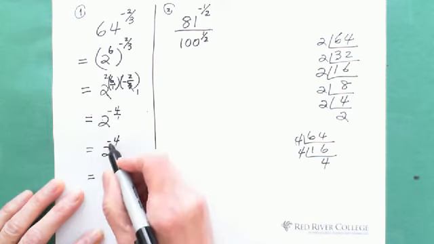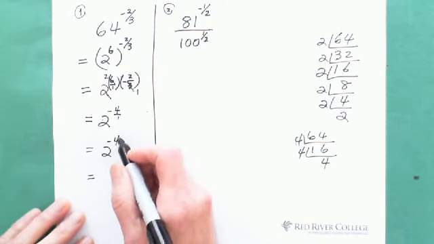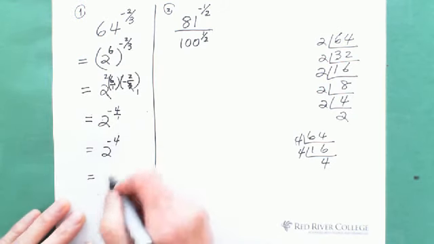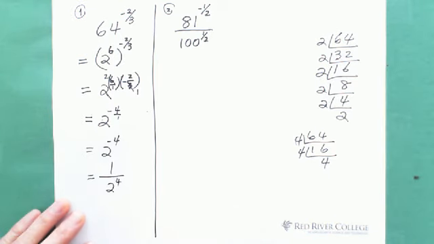Okay, now when you have a negative exponent, we need to move it to the denominator, right? Which is you write 1 over 2 to the 4 exponent. So this equals 1 over 16, right? 1 over 16.